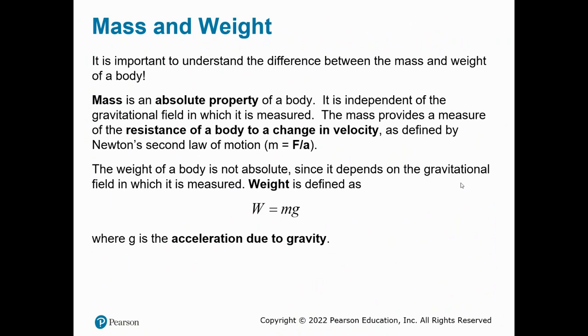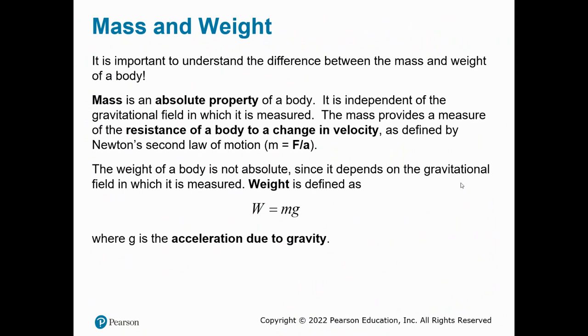Mass provides a measure of the resistance of the body to changing velocity, and as defined by Newton's second law of motion, m equals force divided by acceleration. On the other hand, weight is not absolute. Weight totally depends on the gravitational field. When I say the weight is, let's say, however many Newtons or pounds, the weight changes. On Earth, your weight is a number, and then on the Moon, on Jupiter, on Mars, the weight becomes a different number.